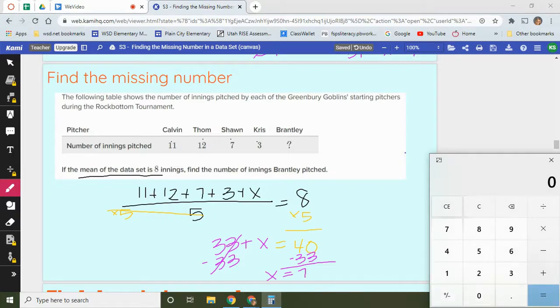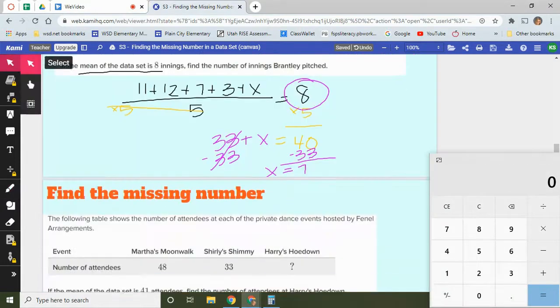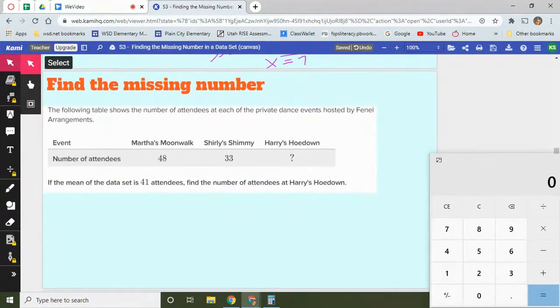Now, don't forget to check. It's a real quick way to make sure we get the answer right. Add all those numbers with our 7 now, divided by, there was 5, gives me that 8. Okay, again, try this one and press play when you're ready.